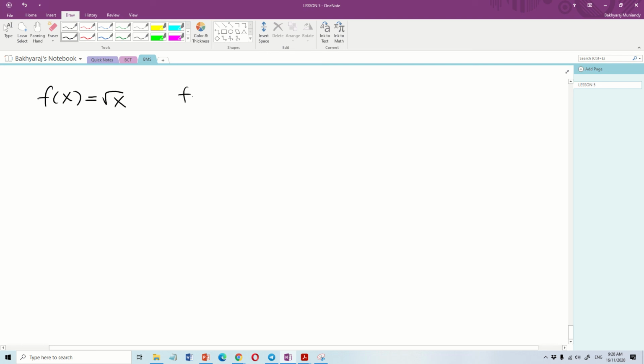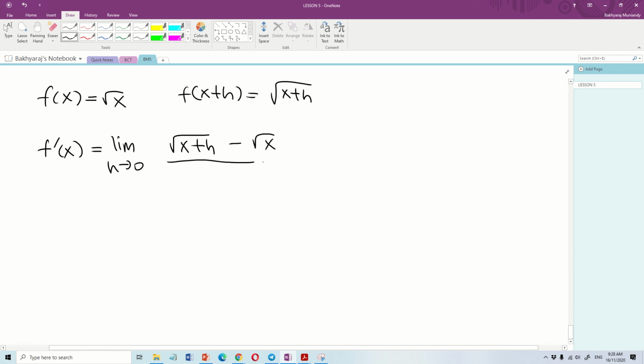Okay, what is my x plus h? x plus h is this, square root x plus h. Okay, now what is my question? I want to do f prime. So f prime, limit h approaches 0, and then we substitute: square root x plus h minus square root x, divided by h.